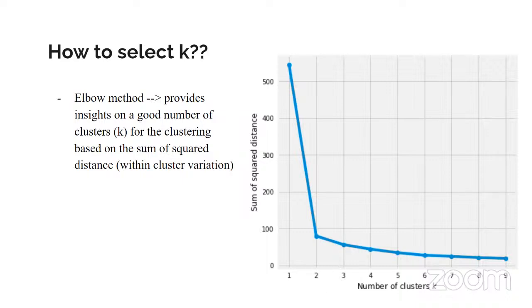You have 9 different Ks. Here the sum of square distance is higher. Here it reduces, and it keeps on reducing as you keep increasing the number of clusters. Which one do you think is the best? Which number of K should I select?